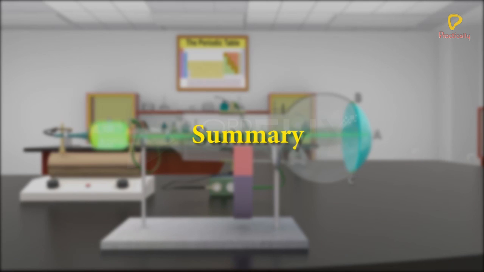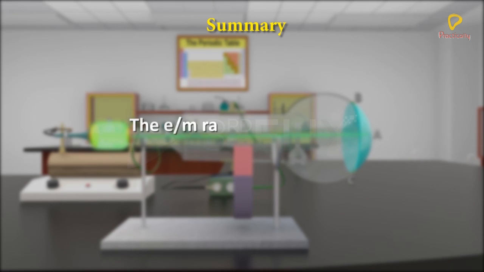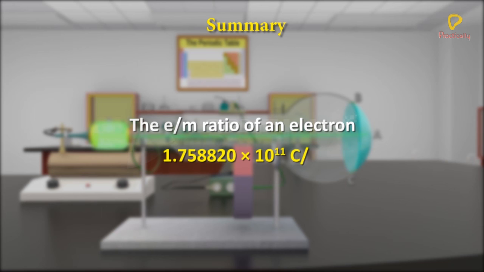Let's summarize. The e/m ratio of an electron is equal to 1.758820 × 10^11 coulomb per kg.